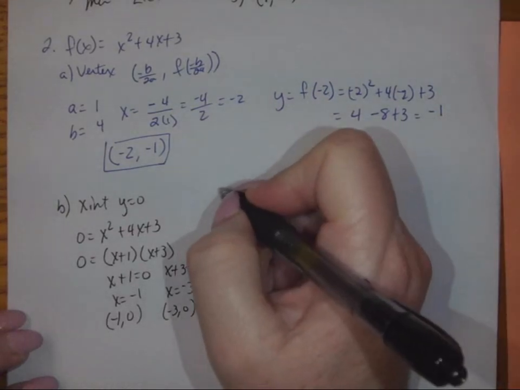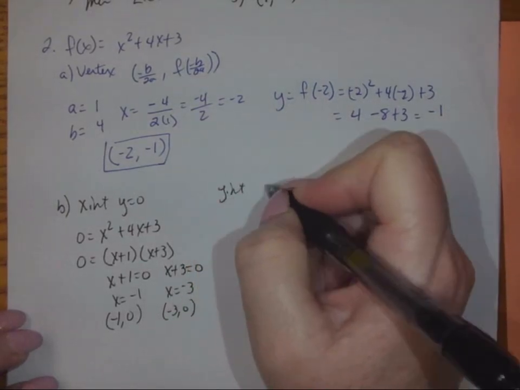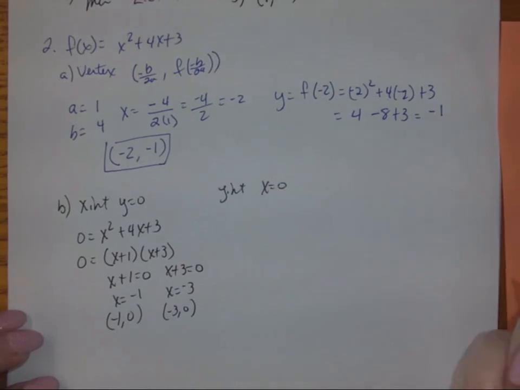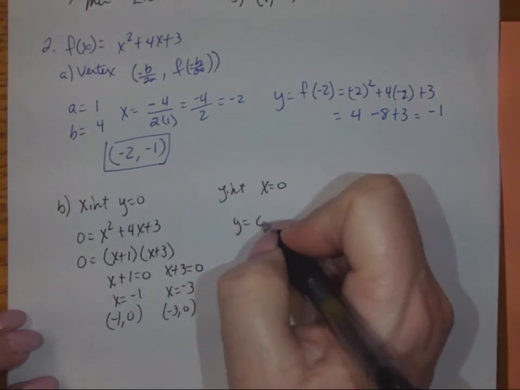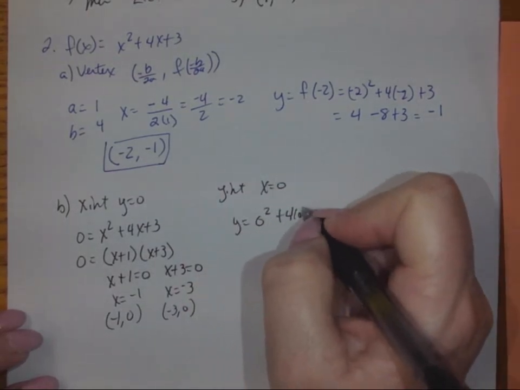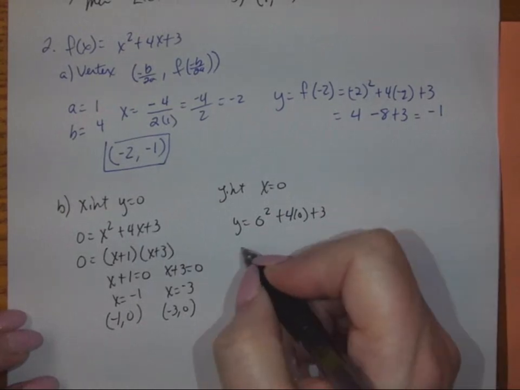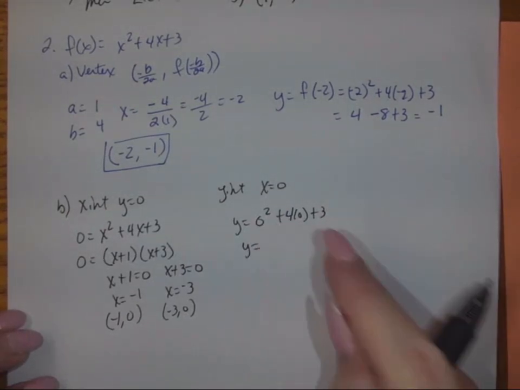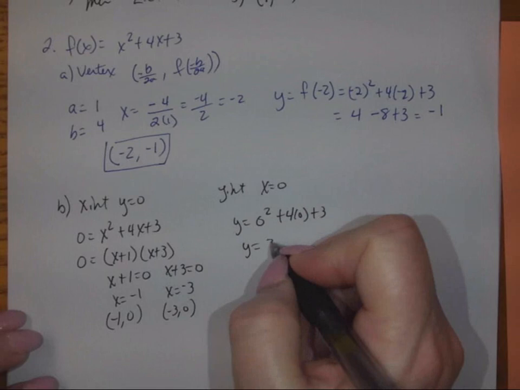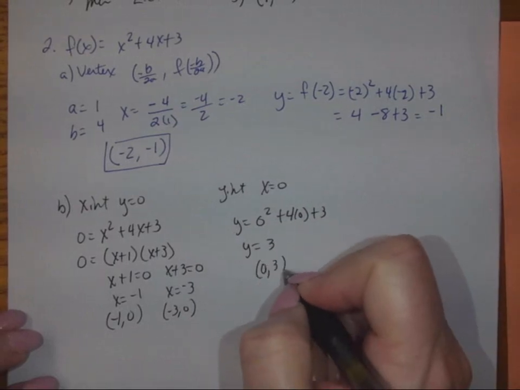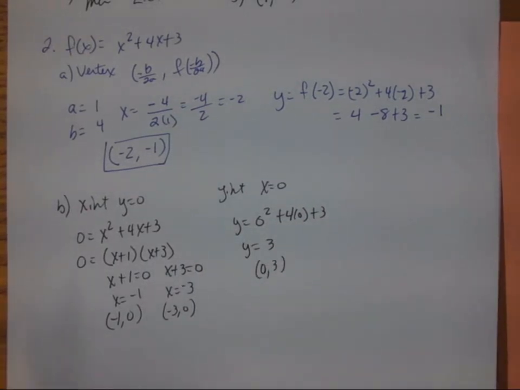And then we need to find the y-intercept. For the y-intercept, x will be equal to 0. So y is equal to 0 squared plus 4 times 0 plus 3. The zeros make those terms go away, so we have y equal to 3, so (0, 3). Now these are the parts we're going to use to do our graph.